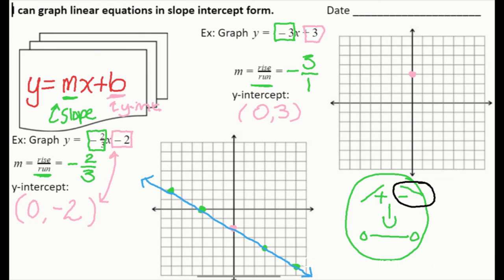I do want you guys to put at least 3 points. At least, so you can always do more. At the minimum, you have 3 points on here. And then what do we always have to end with? Our arrows on our lines, because our lines are extending forever and ever.